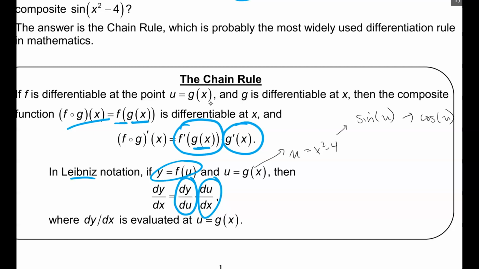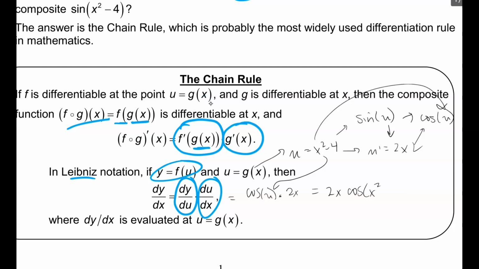And then once I deal with that, I take the derivative of whatever the inside is. So what is the derivative of u? Well, what's the derivative of x squared minus 4? It's going to be 2x. So we multiply these together. And notice it's cosine of u, so I have to plug back in the original one. Following these rules, dy/du is the derivative of sine of u, which is cosine of u, times the derivative of u with respect to x, so that is going to be times 2x. But we can't leave it in terms of u, so I have to plug this in. So it's going to be 2x cosine of x squared minus 4.